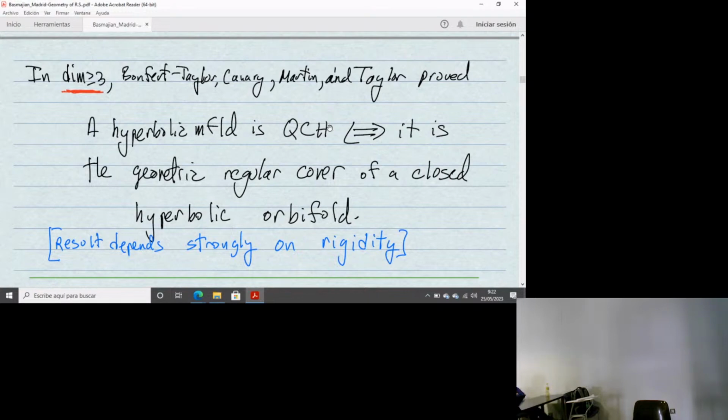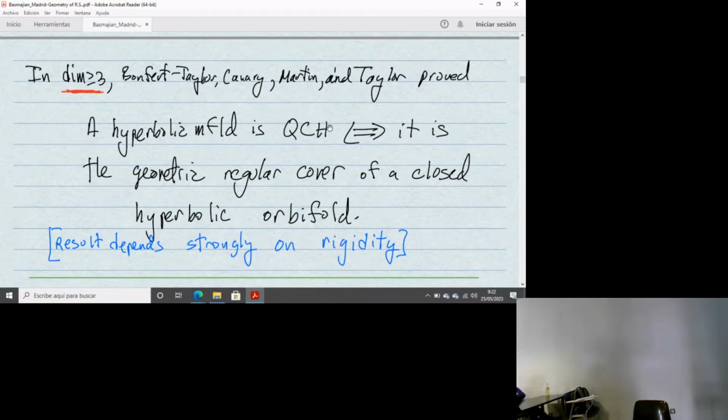So our point of view for this talk is going to be, well, let's go to dimension 2 and ask the same questions. Is every closed hyperbolic surface, which is QCH, is it a geometric regular cover? Okay.